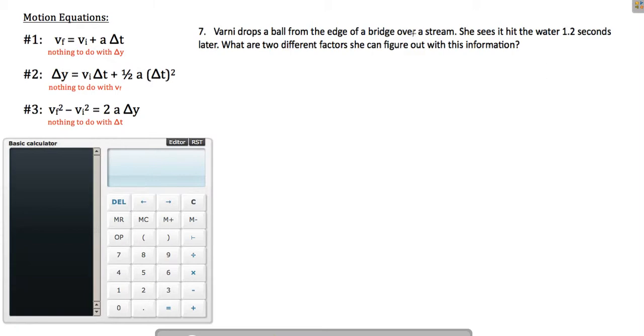Alright, not only are we going to say what those factors are, but we're actually going to find them. Once again, first step, write down everything you know. So, first thing, it's very obvious. They tell us that the time in the air is 1.2 seconds. So for this problem, delta t is equal to 1.2.